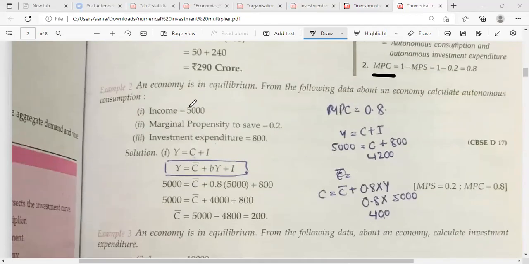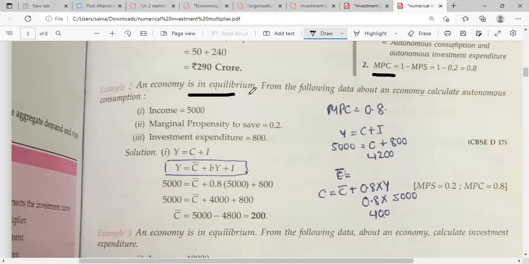An economy is in equilibrium. Equilibrium means your AD is equal to AS, or your S is equal to I. From the following data about an economy, calculate autonomous consumption. So again, you have to find the C bar, and you will use that formula. Income is given as 5,000, marginal propensity to save is 0.2, and investment expenditure is 800.